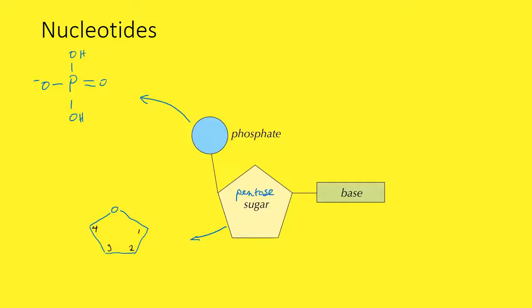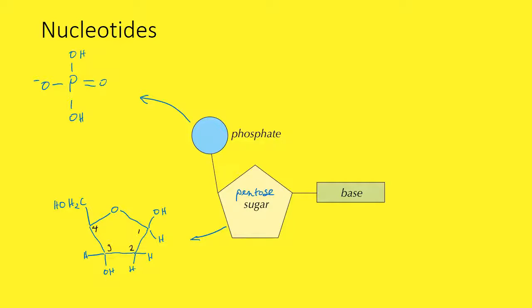So starting on carbon number 1, we have a hydroxyl group and a hydrogen. Carbon number 2 just has 2 hydrogens on it. Carbon number 3 has a hydrogen and a hydroxyl group on it as well. And carbon number 4 actually has a different sort of group. It has a carbon that's bonded to 2 hydrogens and a hydroxyl group, like so.